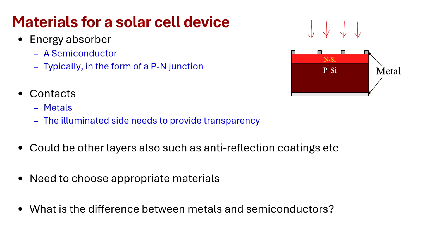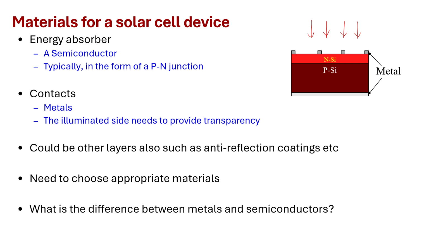So basically, first thing a solar cell device needs is an energy absorber, meaning the one which can absorb the solar radiation and convert that solar radiation into required electrical power. So typically we use a semiconductor for that, and in most devices in the form of a p-n junction. So we need to understand what a semiconductor is, and secondly, a solar cell device uses contacts which are basically metals, and these metals are there to extract the carriers which are generated upon illumination.